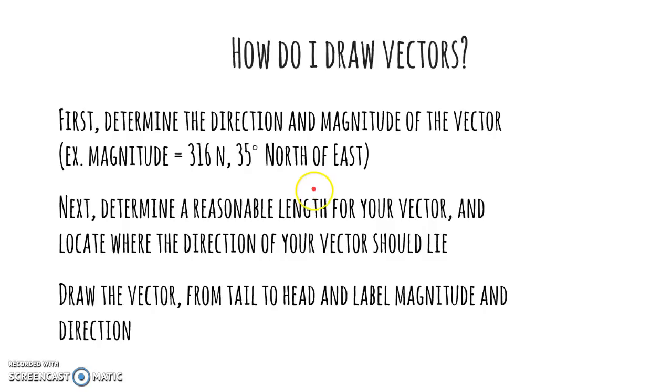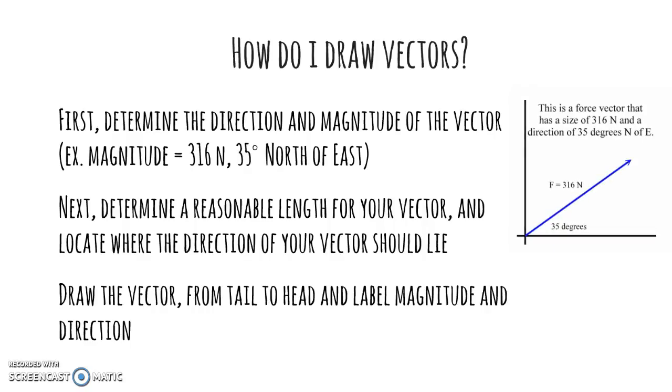And what I mean by that is if you had a vector of 5 newtons and one of 10 newtons, you want the vector of 5 newtons to be shorter than the vector with 10 newtons, simply because that just logically makes sense.